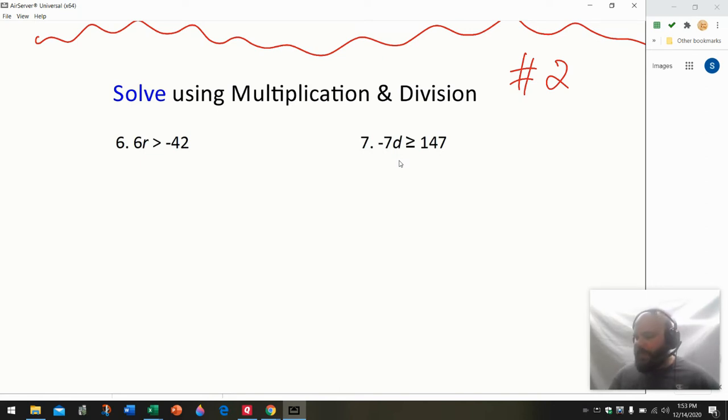So as I stated yesterday, there is a slight difference in solving inequalities versus equations. And that slight difference comes into play when you have to multiply or divide by a negative number. So I'm going to show you an example of that here in just a second. But other than that, all the other processes of solving these inequalities are done exactly the same.